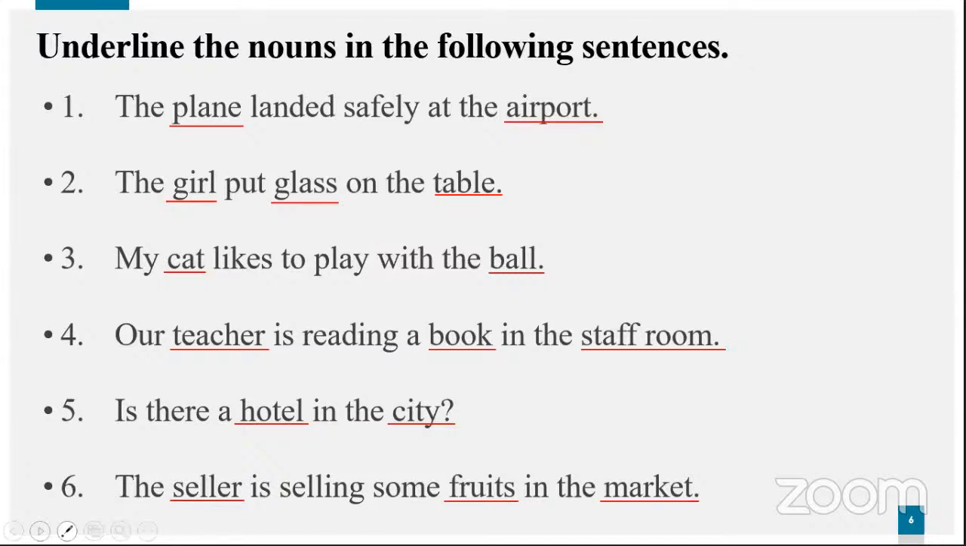These are the nouns. We can see there are some persons, places, animals and things. So now you got the idea of a noun, right? Again, I will remind you, noun is a word for a person, animal, place or thing.